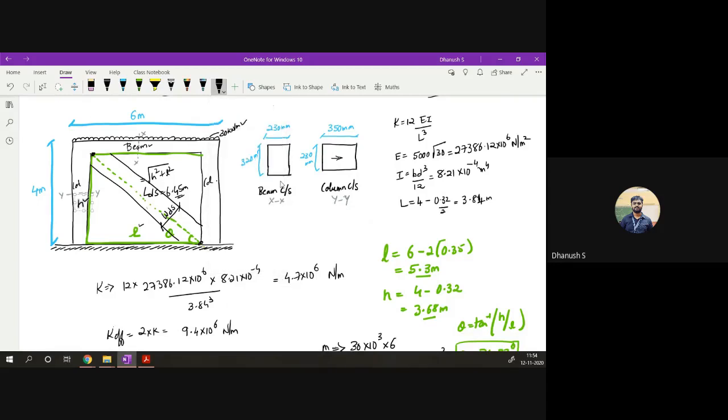Yes, sir. Has everyone understood this problem? Any doubts? Yes, Prabhu. Sir, after considering stiffness of the wall, the time period has decreased. So the seismic forces will be higher for that structure. Seismic forces will be higher.